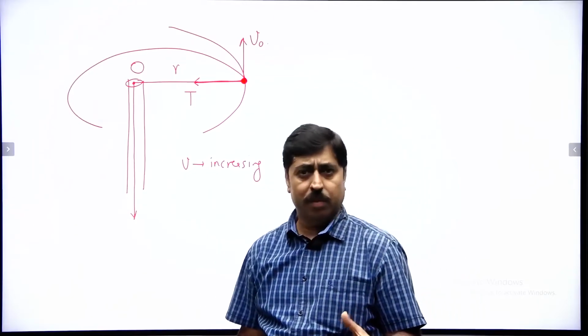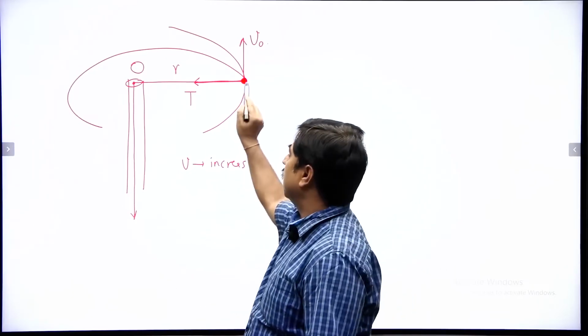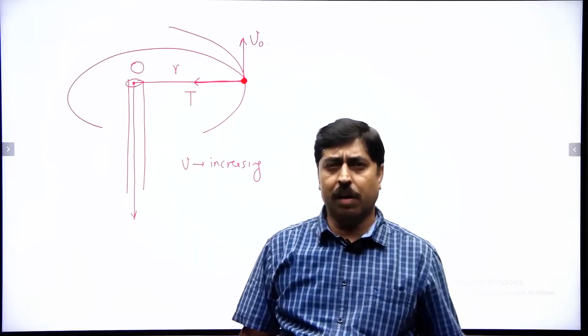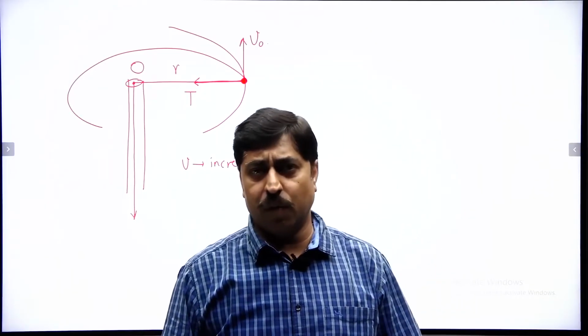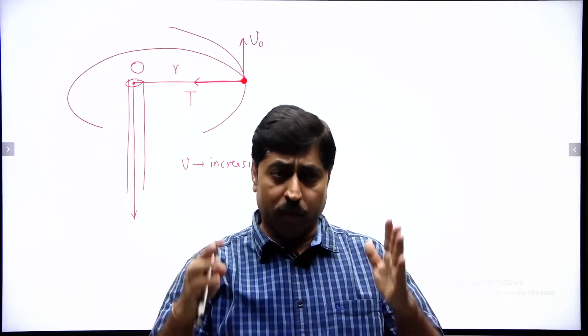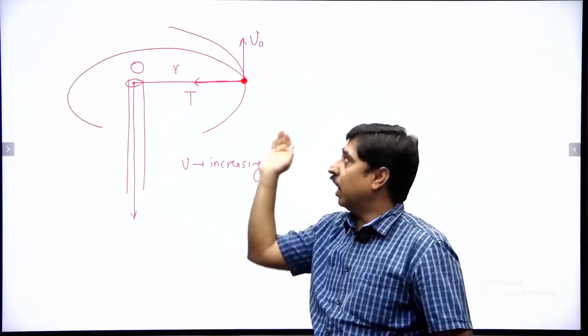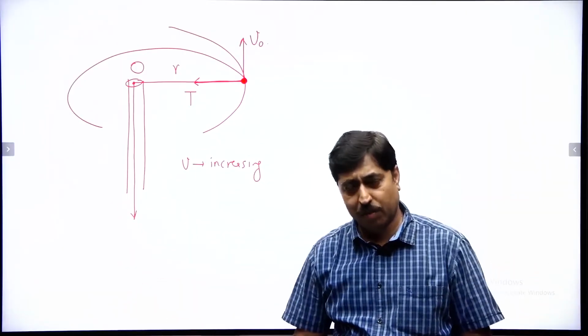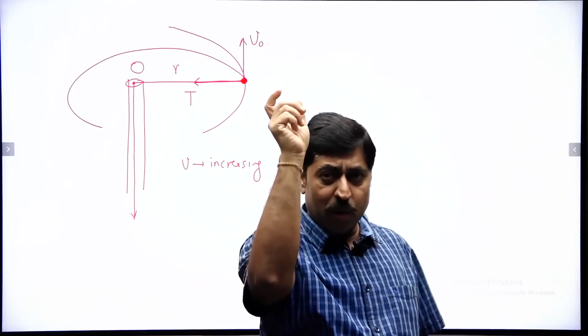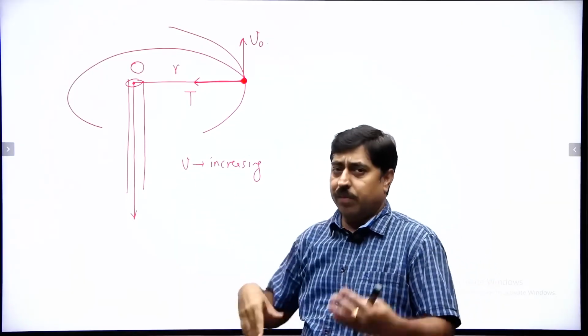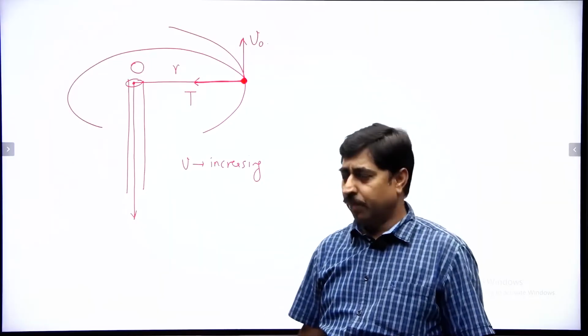Is momentum conserved? No. Why? Because there is certainly an external force, the string tension, acting on the particle, and if there is an unbalanced external force, there is no question of momentum remaining conserved. Momentum is not conserved at all. In fact, the direction is changing, so we know that momentum is not conserved. But if I talk about the magnitude of momentum, that also does not remain conserved because v is definitely increasing.